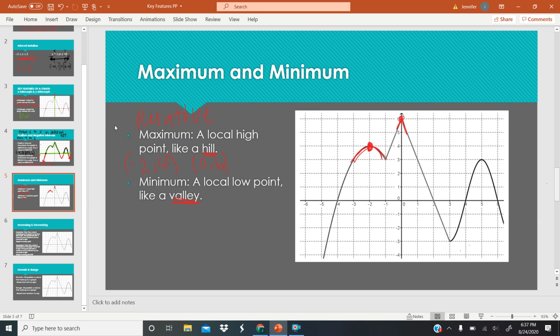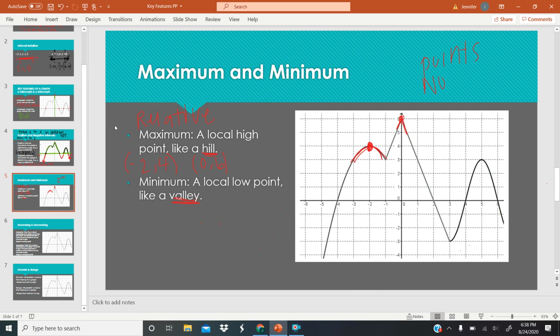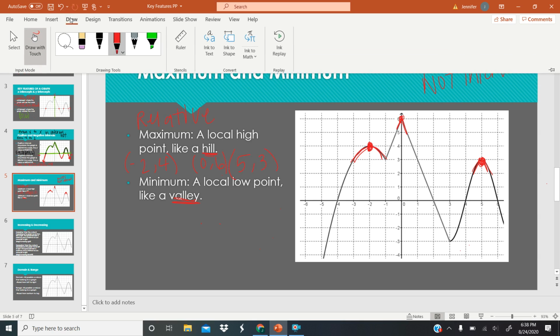And notice I'm not using the union symbols on these because they're just points. So you can make a note that these are points, not intervals. Sorry, I keep hitting the wrong buttons. Not intervals. And so then the next point that I have, the next hill, is going to be this point right here. So there's a little hill right there, and it's at the point 5, 3. So those 3 points are going to be your maximums.